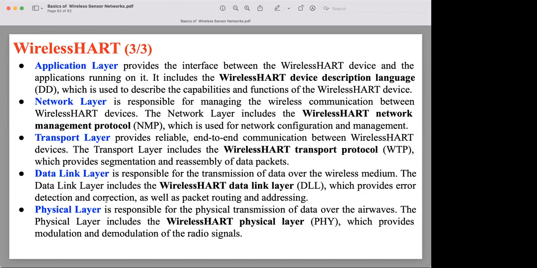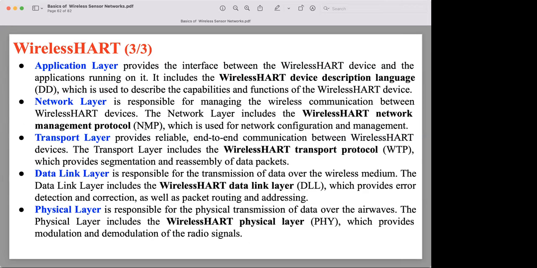Similar to Bluetooth and the other protocols we have seen, they also have a 5-layer protocol architecture. The application layer works in between your application and the bottom layer. This wireless layer is designed according to whatever requirements there are. For example, for the application layer, they design their device description language, DD language, so that they can implement their application layer. For the network layer, they provide the network functionality for connections and other things.